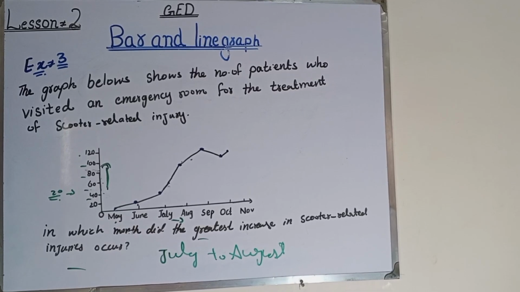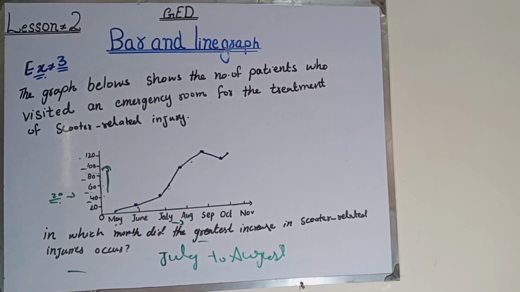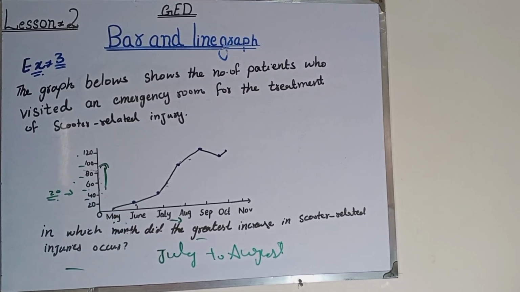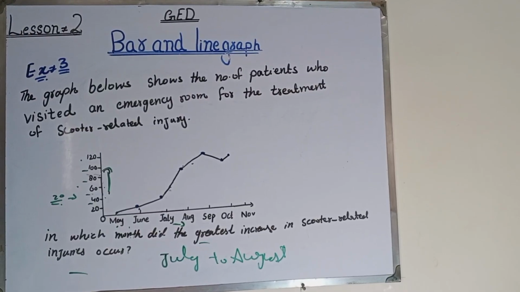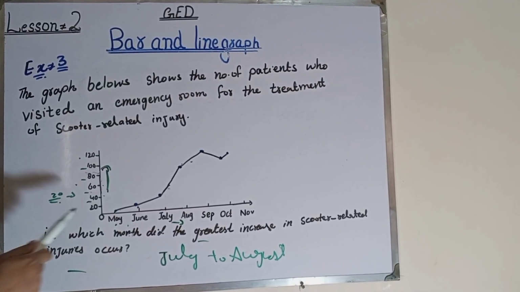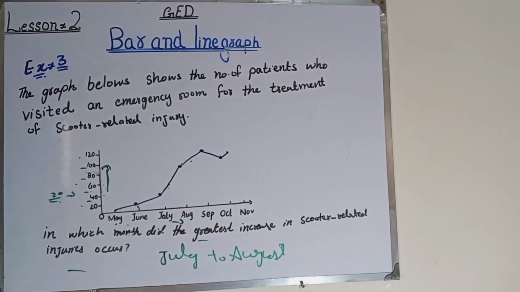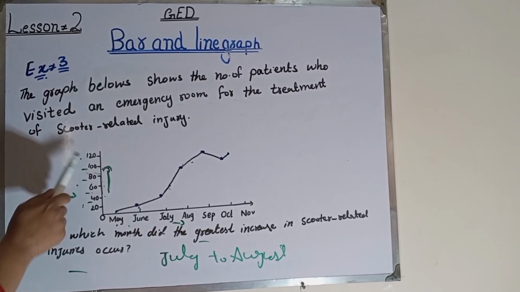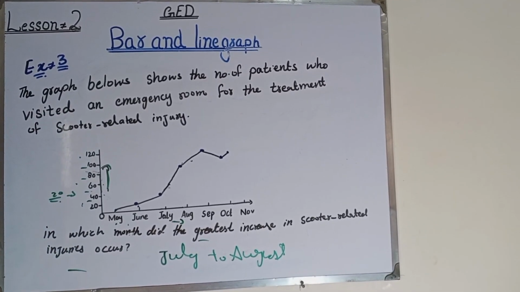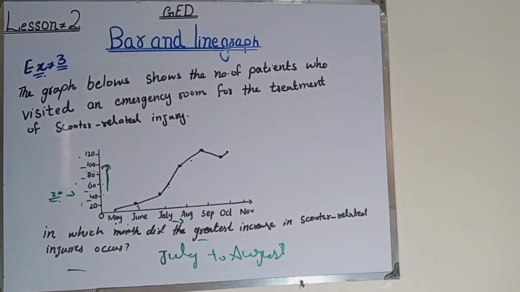Understand the scale carefully. Always look at the scale and then the intervals. Intervals are equal spaces between the numbers. If the scale increases by 2, then we always increase step by step by 2. If it's 20, then we always move step by step by 20.